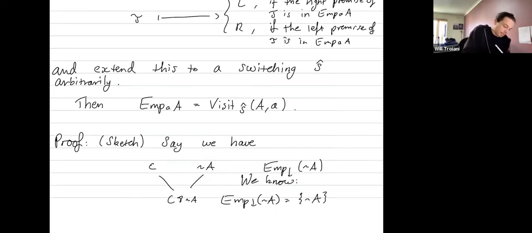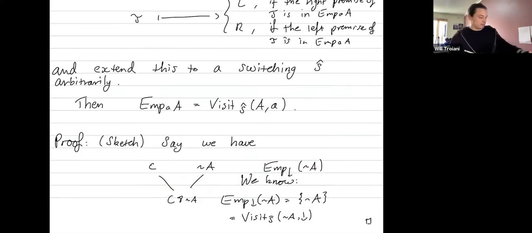And then the crucial point is that that is equal to visit sub S hat of not A down, as per the construction of S hat, right? If I had set this to be a right switch in, then this visit would indeed have grabbed C par not A, and that would have been incorrect. Okay, I think that's all that I want to say about that proof. I'm going to get to the next bit.